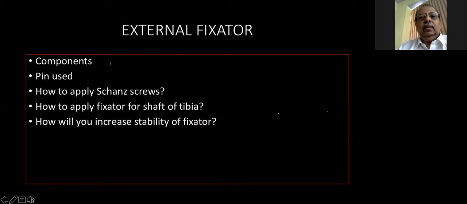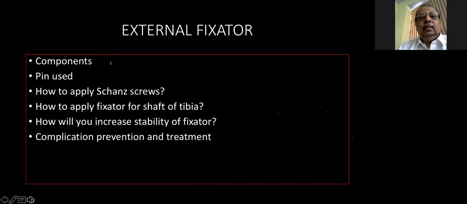How will you increase the stability? I have already said, you make it close to the skin. Second, you add one more rod in a uniplanar assembly. You make it into a delta frame and an interconnecting rod over the fracture site, an oblique interconnecting rod spanning the fracture site. So this increases the rigidity of the assembly.